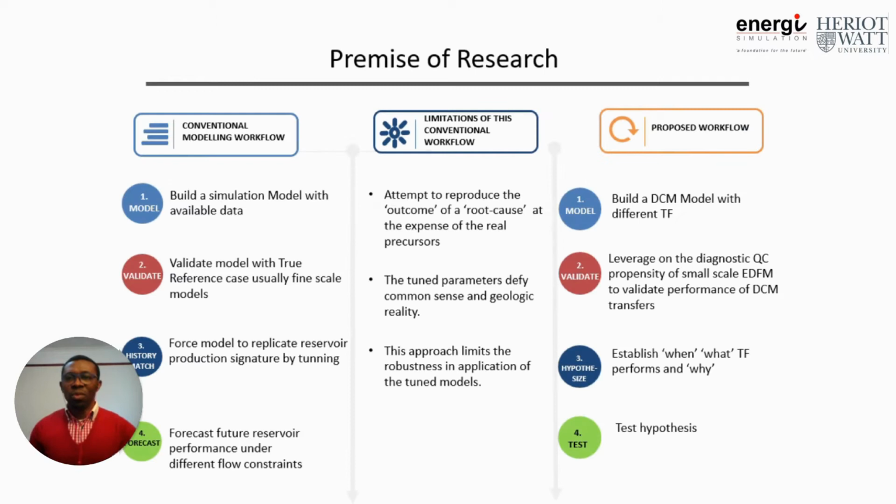Well, the dual continuum modeling technology has been over time adopted as the default modeling technology for naturally fractured reservoirs. However, the accuracy of this technology is contingent on how accurately the transfers between the fracture and the matrix continua are modeled. As a result of this, several researchers have hypothesized different transfer function models. So the question is, how do you know what transfer function to adopt and apply while modeling a particular reservoir scenario?